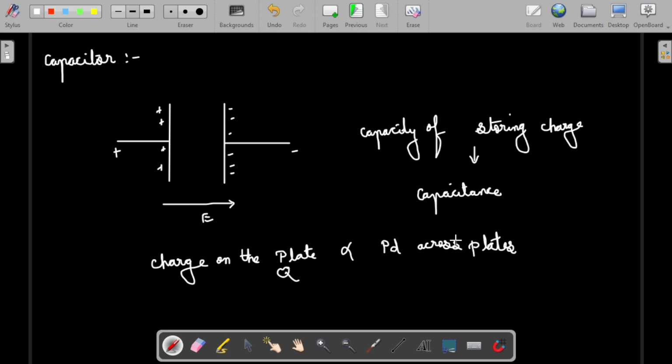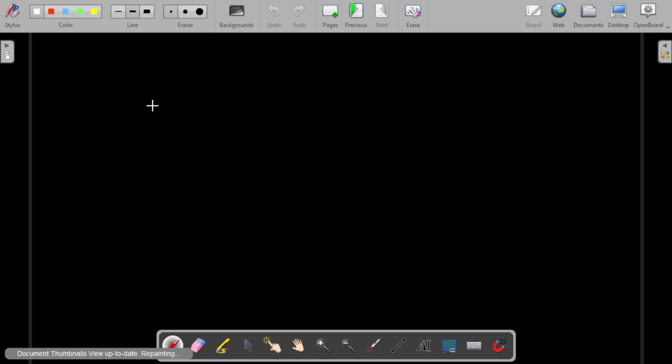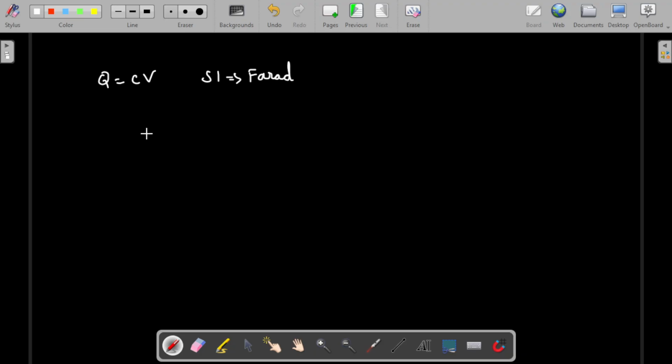So there is a generalized formula: Q can be written as CV, capacitance times voltage. C is the proportionality constant called capacitance, and its SI unit is the farad. For inductance, the unit is the henry. If V is equal to 1, the charge stored is directly proportional to the capacitance. A capacitor with higher capacitance stores more charge. That is the general idea.